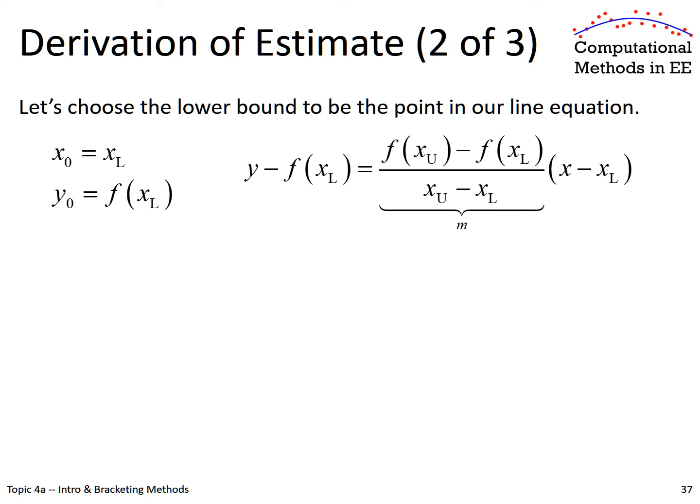Our equation for the line had a slope and one point. We can choose as that point the point on the lower bound. So if we plug in this value of x naught and y naught in our equation for the line, we end up here. And just to remind ourselves, this ugly expression here, that's the slope. So that's the equation for our line. Now to find out where that crosses zero, we set y equal to 0.